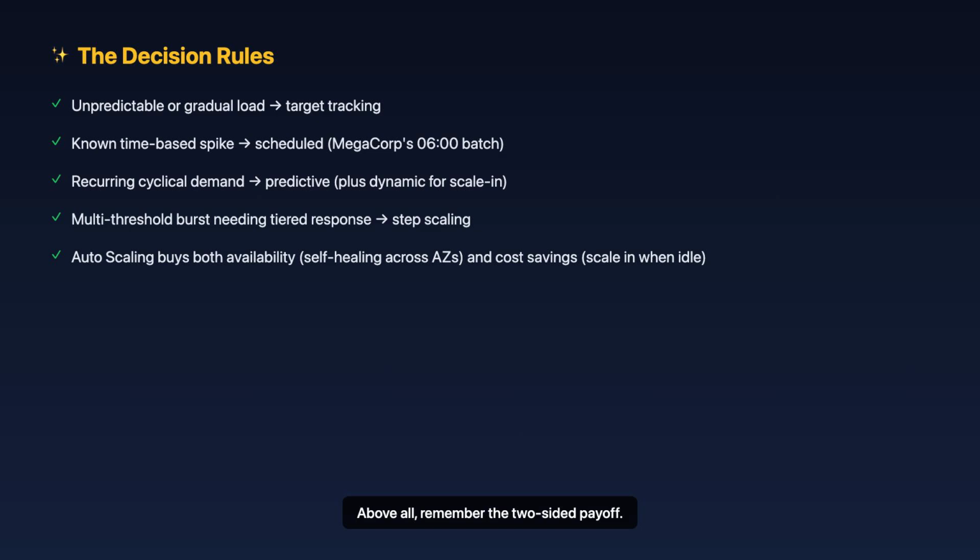Above all, remember the two-sided payoff. Auto-scaling buys you availability through self-healing across zones, and cost savings by scaling in when the fleet is idle, not one or the other, both at once.